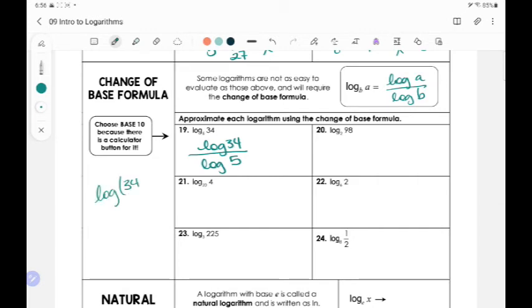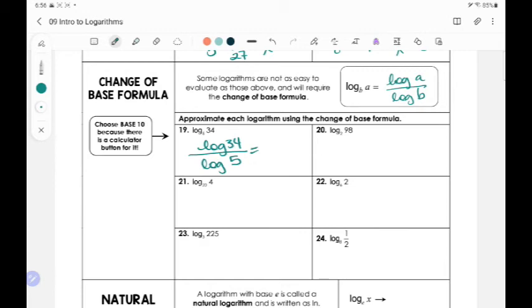So when you type in 34, you're going to need to close that parenthesis and then divide by log. It'll put a parenthesis, you need a 5, and then you can close it and push enter, okay? So that's going to be important, that you are finishing that parenthesis in order to get the right answer. Okay, so log 34 over log 5.